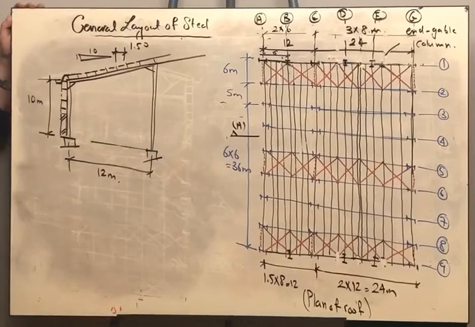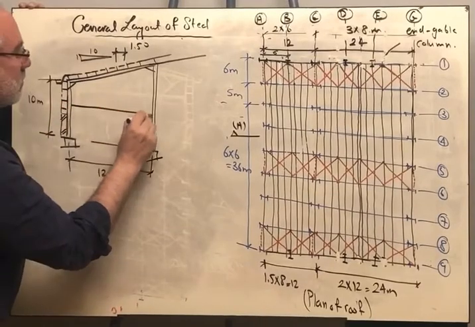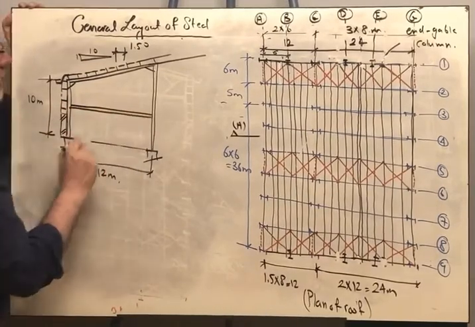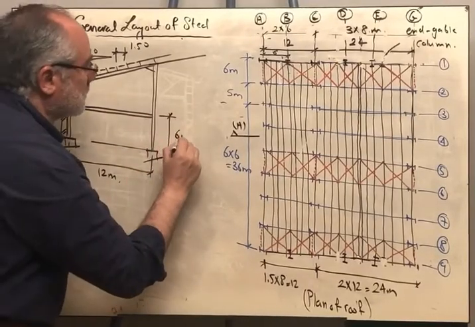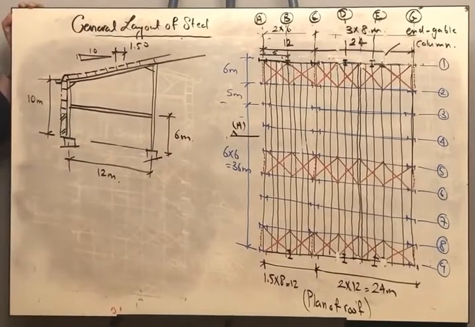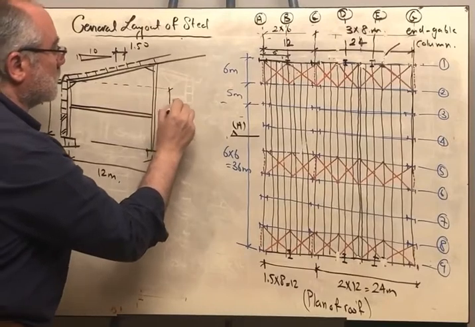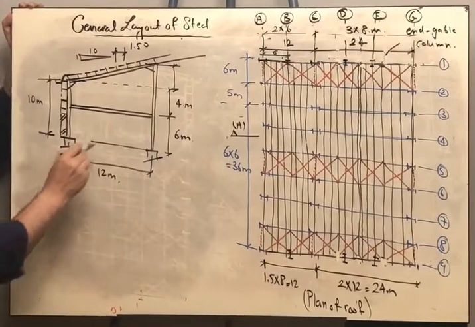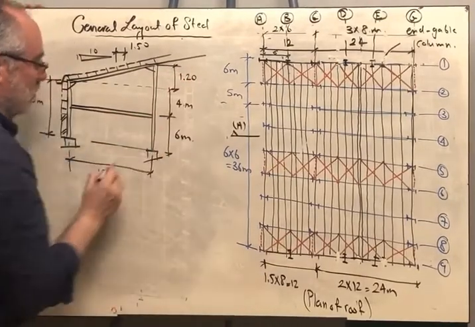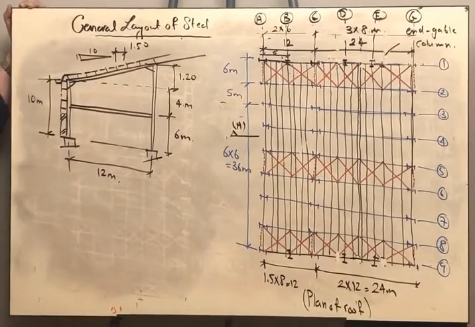Okay? Imagine in this part I want to make another floor. Okay? So we are going to have a beam, let us say at a height of 6 meters from there. Okay? And we are having this part, the remaining part is 4. And this will be 1.2. Because the distance is 12 and the slope is 1 to 10, this part should be 1.2.